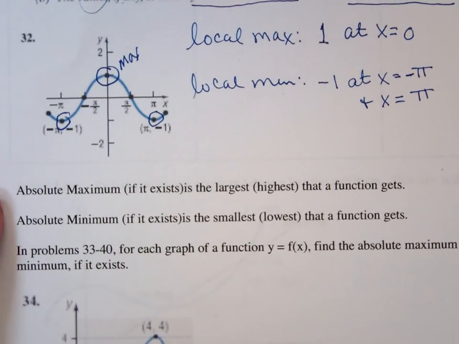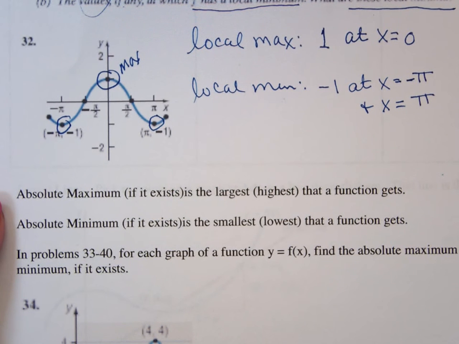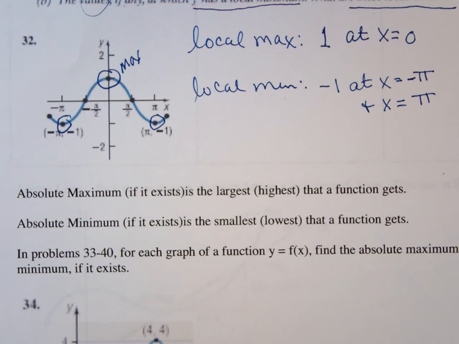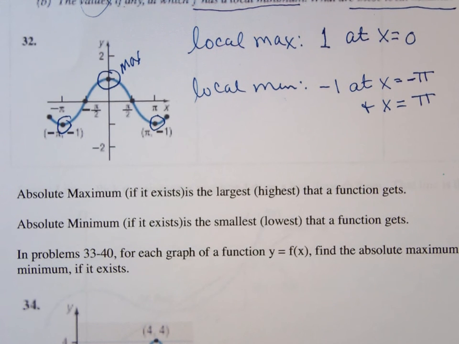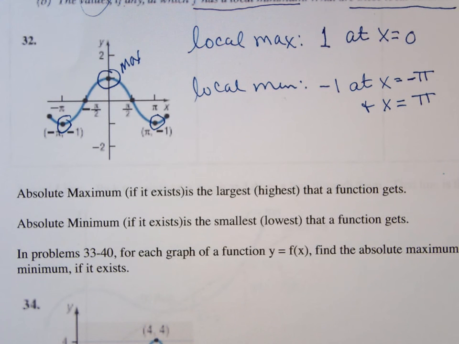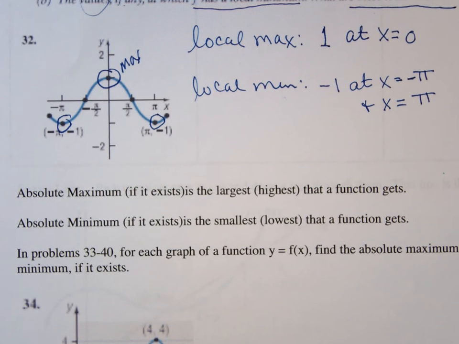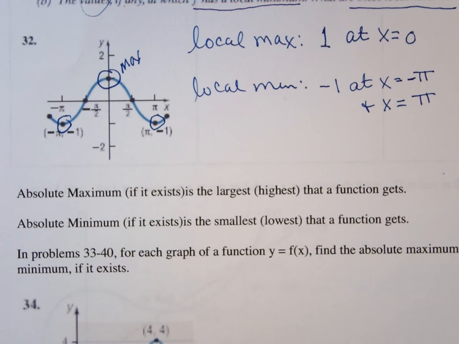Now, absolute maximum and minimum, if it exists, is the largest or highest that a function gets. In other words, I could have a bunch of hills. The highest of the hills in my world is the absolute maximum. The lowest of the valleys in my world is the absolute minimum. So you can have many maximums, but there's going to be the biggest of the big. So you line up all the big and say, who's the biggest? That's the absolute. You line up all the smalls. Who's the smallest? That's the absolute.